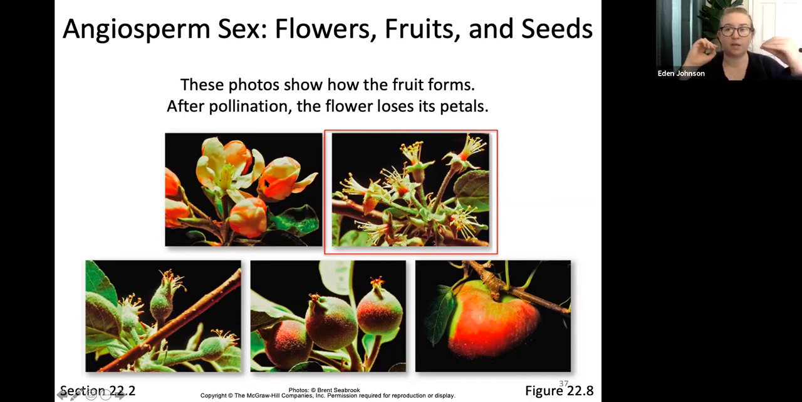So if this plant is pollinated, what will happen is that the flower loses its petals. There's no need for further pollination. It doesn't need to attract pollinators anymore. It loses its petals. Petals also, because they're a living part of the plant, take up energy. So you lose the petals, okay?